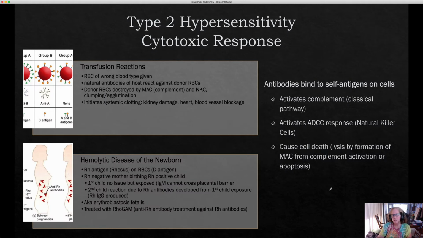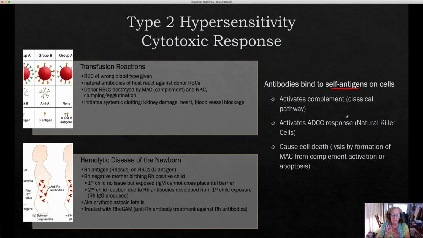Type 2 hypersensitivities are the cytotoxic response. Here we start seeing antibodies binding to host cells. But instead of binding to something like a cell that is infected, they start binding to self-antigens.